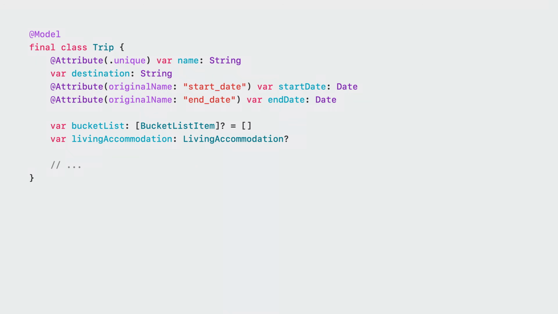My trips are shaping up nicely, but now I want to work on the relationships. When I add a new bucket list item or living accommodation to my trip, SwiftData will implicitly discover the inverses between my models and set them for me. The implicit inverses do not require any annotations. They just work. Implicit inverses use a default delete rule that will nullify the bucket list items and living accommodation properties when a trip is deleted.